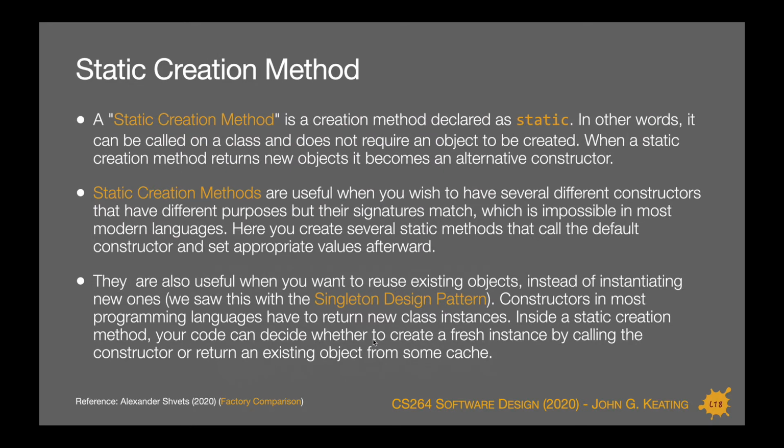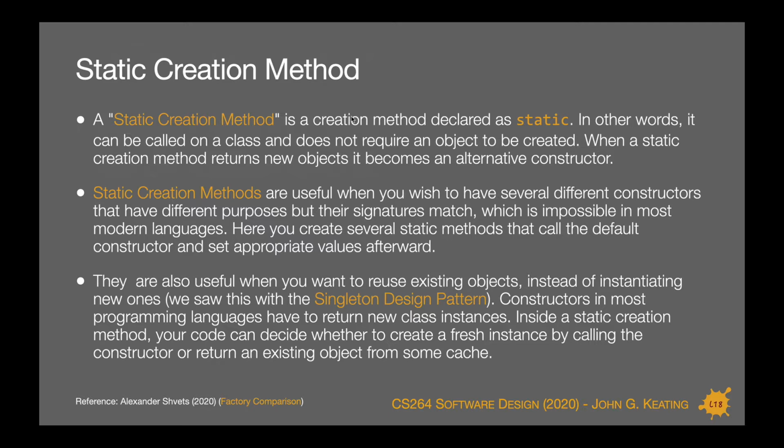Now we also have what's called a static creation method. A static creation method is a creation method that's declared as static. In other words, it can be called on a class and doesn't require an object to be created in order to be able to use that method. So when a static creation method returns new objects, it becomes a kind of alternative constructor. And again, we saw this with singletons.